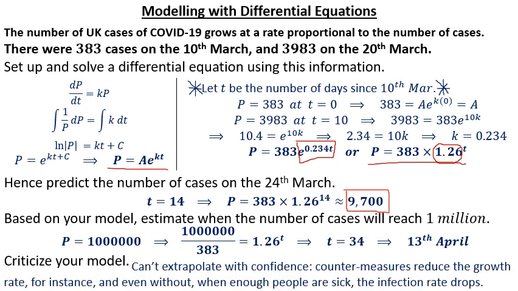Criticize your model. Well, for a start, we can't extrapolate with confidence. Anytime extrapolation is involved, you have to be very cautious. It's important to notice that because this is what would happen if the disease went unchecked, countermeasures have been put in place. The aim, or the hope, is that we reduce that growth rate from 1.26 down to maybe 1.05, which would allow us to reduce the rate at which cases accumulate and allow people who get sick to get better in time for other people to get sick, and there'll be more hospital beds available, etc., etc.